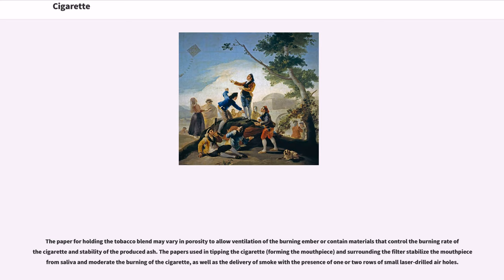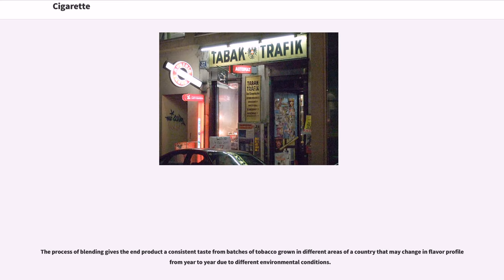The paper for holding the tobacco blend may vary in porosity to allow ventilation of the burning ember or contain materials that control the burning rate of the cigarette and stability of the produced ash. The papers used in tipping the cigarette and surrounding the filter stabilize the mouthpiece from saliva and moderate the burning of the cigarette, as well as the delivery of smoke with the presence of one or two rows of small laser-drilled air holes. The process of blending gives the end product a consistent taste from batches of tobacco grown in different areas of a country that may change in flavor profile from year to year due to different environmental conditions.